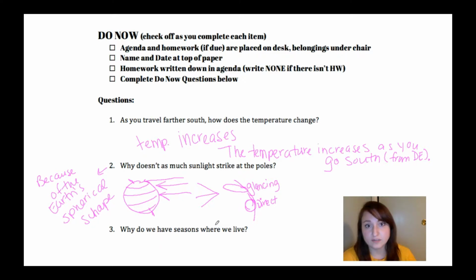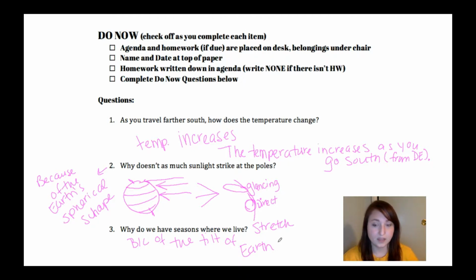Why do we have seasons where we live? And this one was a stretch question, something to use the knowledge you might have already had and even make you think a little bit more critically. And so we have seasons because of the tilt of Earth. And like I said, for question 2, our axis is tilted by 23.5 degrees. And so that tilt being either farther away from the sun, or if it were over here, it'd be closer to the sun, gives us our seasons.